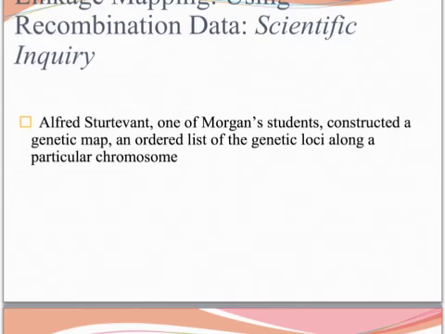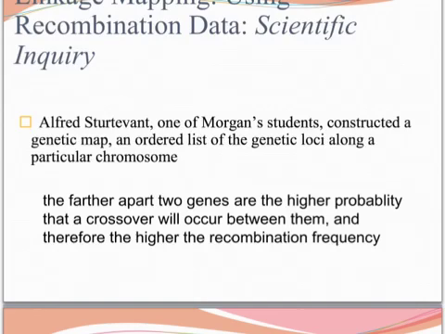Now remember, Morgan is the professor. He's supposed to be the lead. And what happened is Alfred one night was just talking to himself about recombination, and he had this idea pop into his mind that the further away two genes were, the higher the probability that crossing over will occur between them, and therefore the higher the recombination frequency. Let me type that out for you. So that was his big breakthrough.